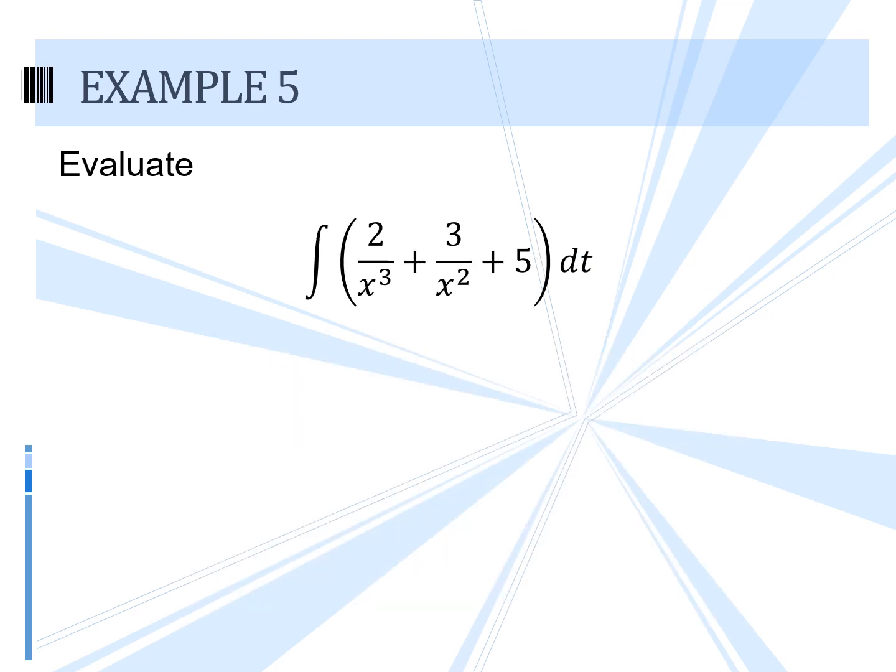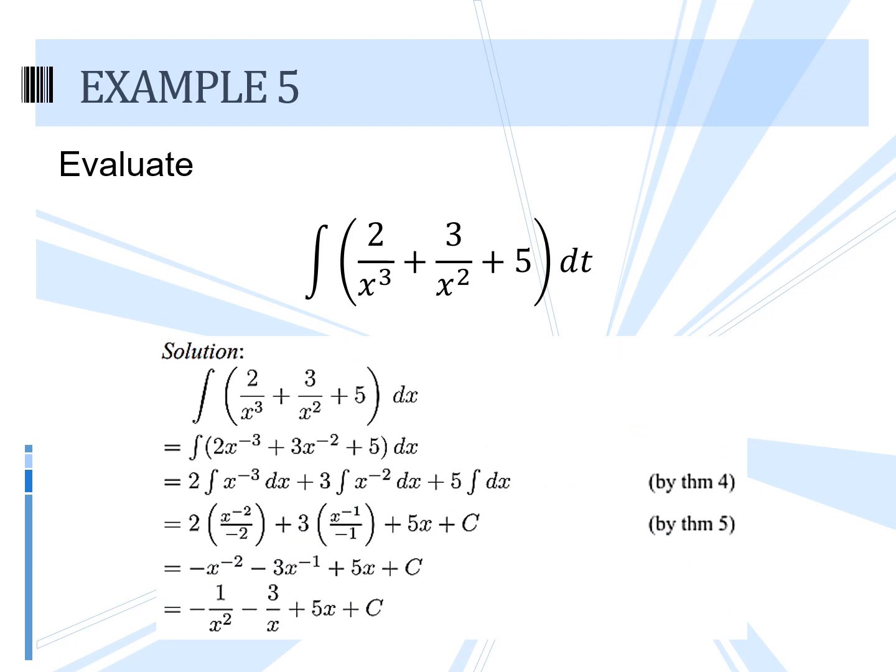And finally, let's evaluate the integral of the quantity 2 over x cubed plus 3 over x squared plus 5 dx. Again, we can rewrite the function as 2x raised to negative 3 plus 3x raised to negative 2 plus 5 and get the integrals of each of the terms. So we have by theorem 4, 2 times the integral of x raised to negative 3 dx plus 3 times the integral of x raised to negative 2 dx plus 5 times the integral of dx.